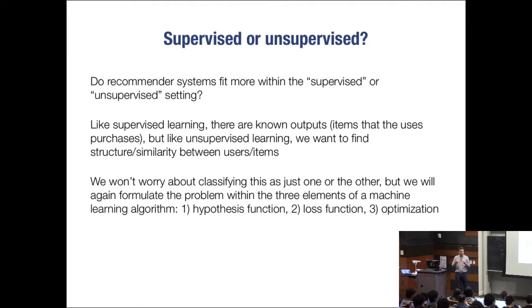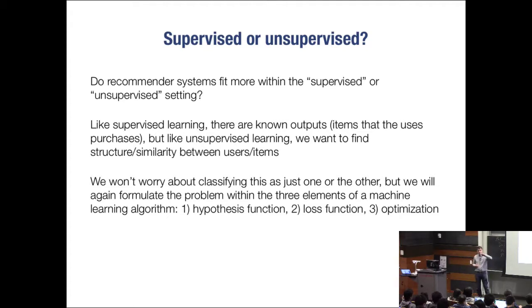So in supervised learning, we had a label we want to predict. We have a training set of features and their corresponding label. Whereas in unsupervised learning, we just have a bunch of data points. And here it's unclear what we have. We have a bunch of data points of user-item predictions. Are these labels? Are they not labels? It's not quite clear, and we're really not going to worry about it too much.